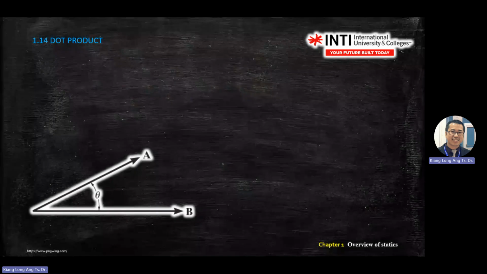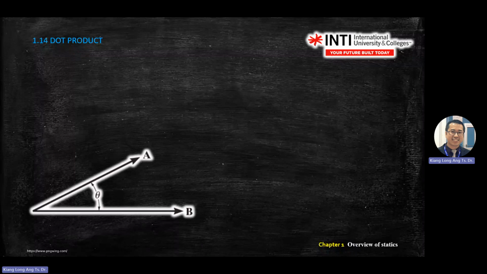Okay, today we will learn one more thing for chapter 1, then we conclude chapter 1. This is the last part for chapter 1, which is called vector dot products. As you can see here, you have two vectors, A and B, and these two vectors have an angle, or difference in direction, theta.